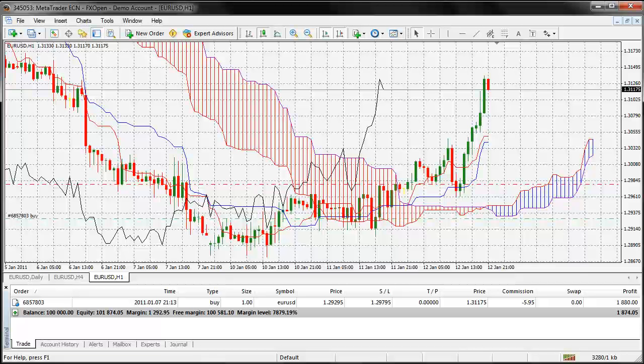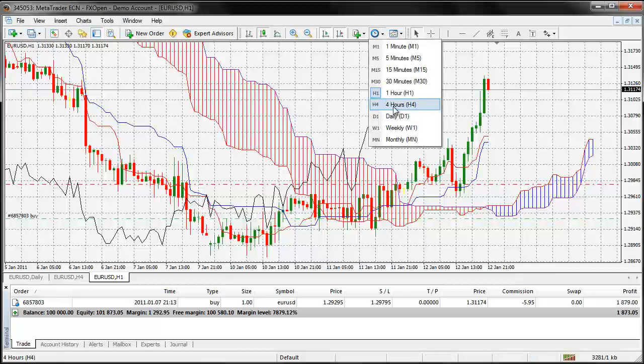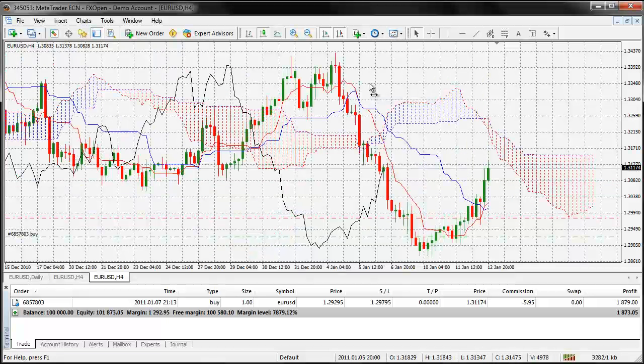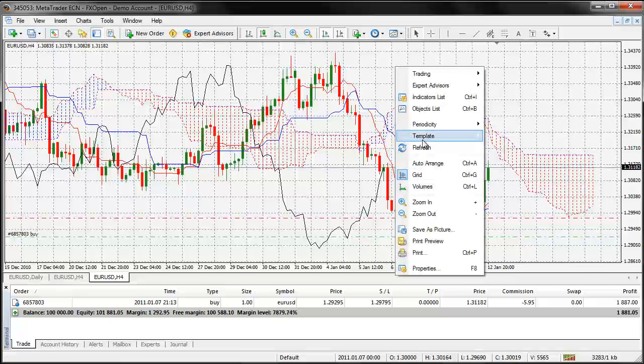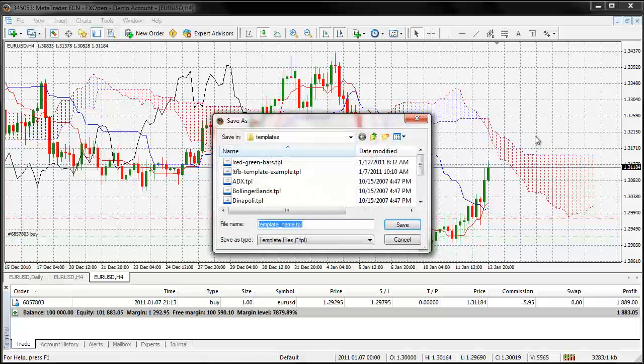So where can I show you first? Let's take you to the 4-hour time frame first of all. What I'm going to do is right click and choose template and save template, and I'm going to use this one so you guys can download this and apply it to your templates folder.